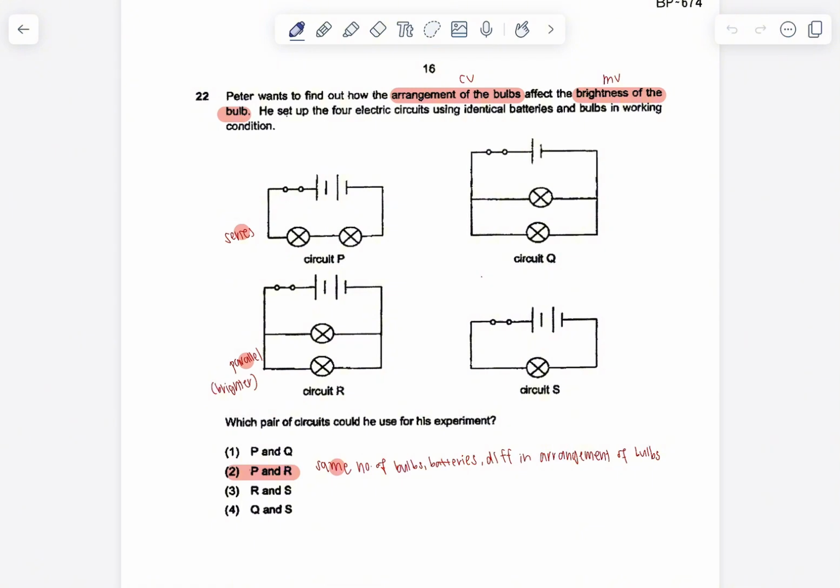So the only thing we should change here is the arrangement of the bulbs, which is in series versus in parallel. Everything else should be the same. So the answer is P and R. The bulbs in circuit P are arranged in series. The bulbs in circuit R are arranged in parallel, which gives the brighter bulb. As for the number of batteries and the number of bulbs, they must remain the same. So the answer is 2.